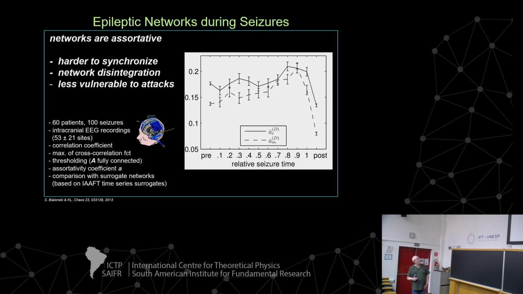They are less vulnerable to attacks. And this is also something that the clinicians know. If you have a device that tries to disrupt the ongoing seizure, you need to do this at the very beginning. The further you go into the seizure, the harder and harder it becomes to stop, which is probably a network mechanism.